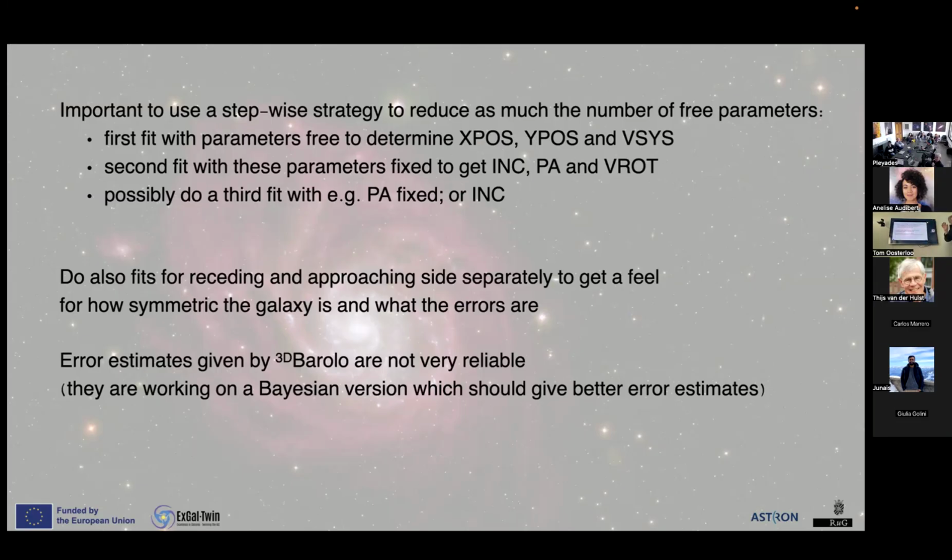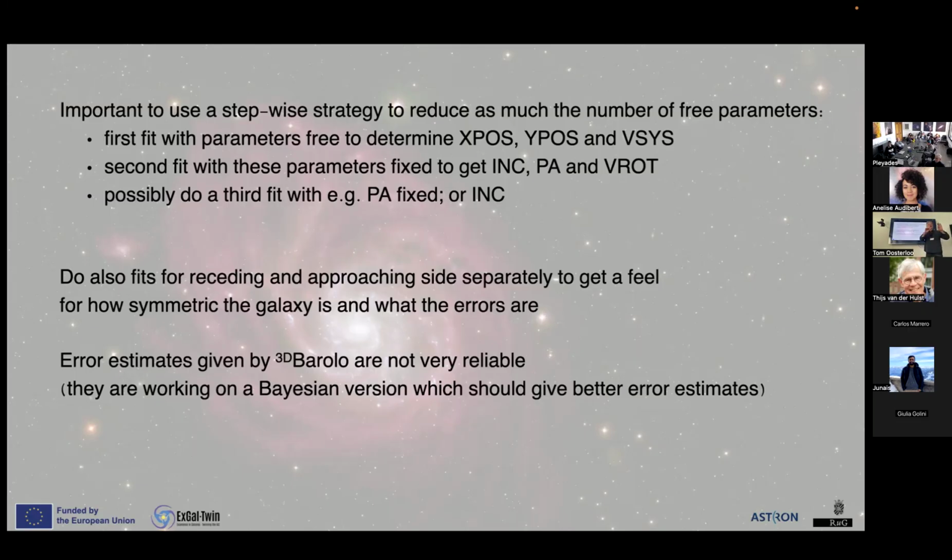So this is the position now. Then you do a second fit, but now you keep these parameters fixed. The idea is to remove as much freedom as possible in the fitting. So if a parameter you can keep fixed, keep it fixed. So the first fit is free, and you determine these three parameters. Then you do a second fit with only, say, the inclination, position angle, and rotation velocity free. You get a second fit, and you look at it and say, well, maybe you do a third fit. For example, you keep the position angle fixed.